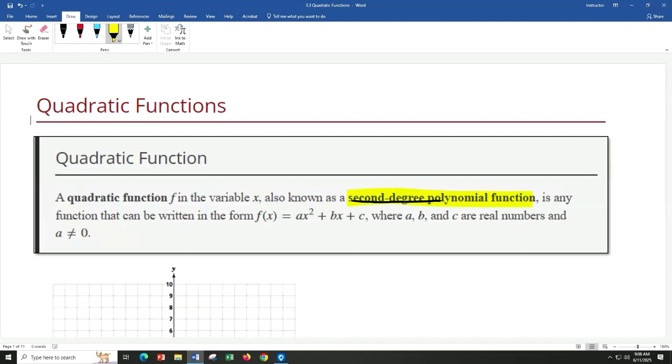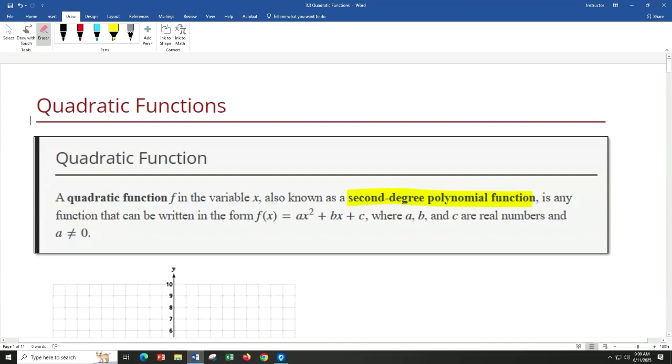A second degree polynomial function is any function that can be written in the form f of x is equal to ax squared plus bx plus c, where a, b, and c are real numbers and a cannot equal 0. Tell me why, using your intuition. What would happen if a was 0? What kind of function do we actually turn into? If a is 0, doesn't that just go away and then you're left with what? A linear function. Okay, so that's why they're saying a cannot be 0.